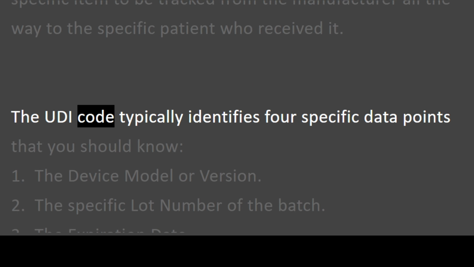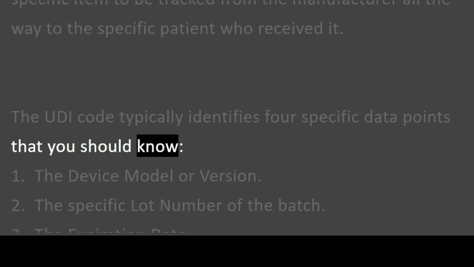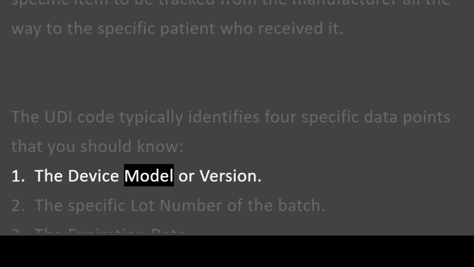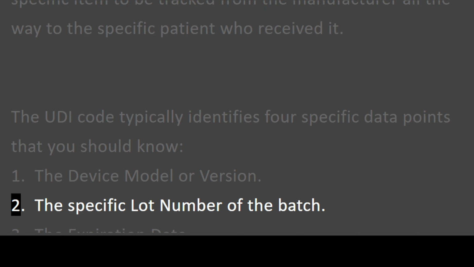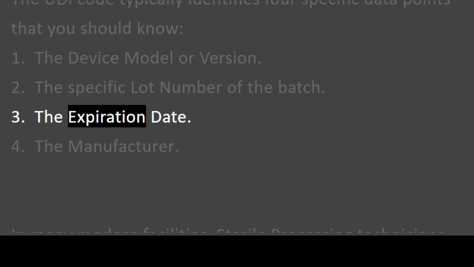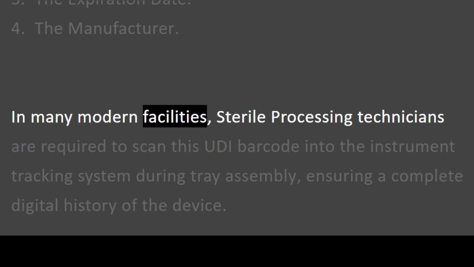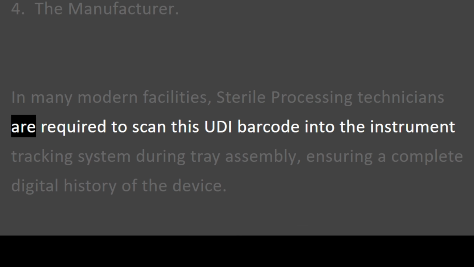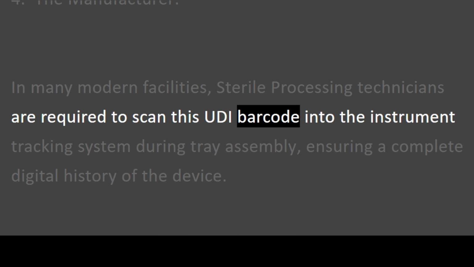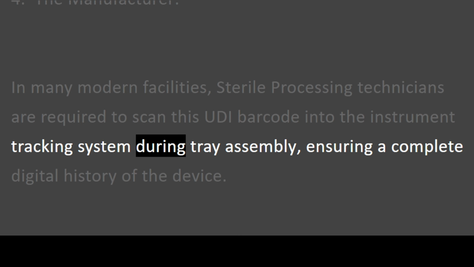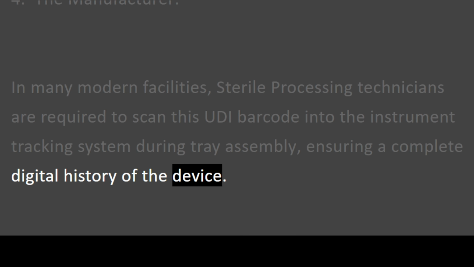The UDI code typically identifies 4 specific data points that you should know. 1. The device model or version. 2. The specific lot number of the batch. 3. The expiration date. 4. The manufacturer. In many modern facilities, sterile processing technicians are required to scan this UDI barcode into the instrument tracking system during tray assembly, ensuring a complete digital history of the device.